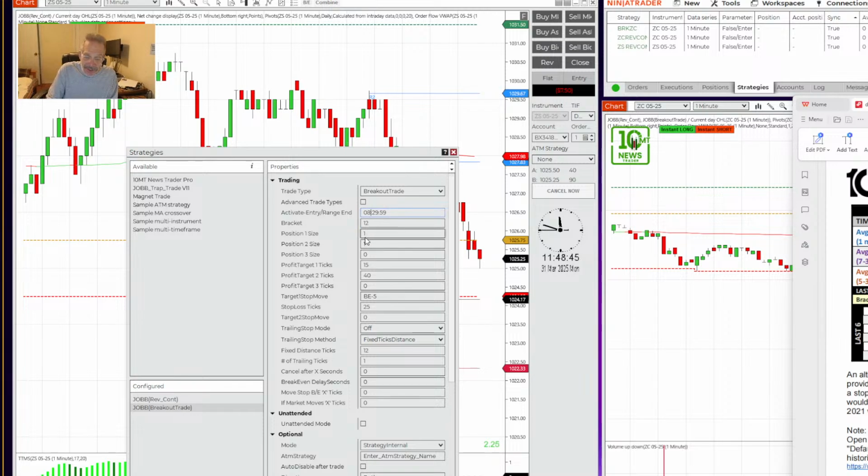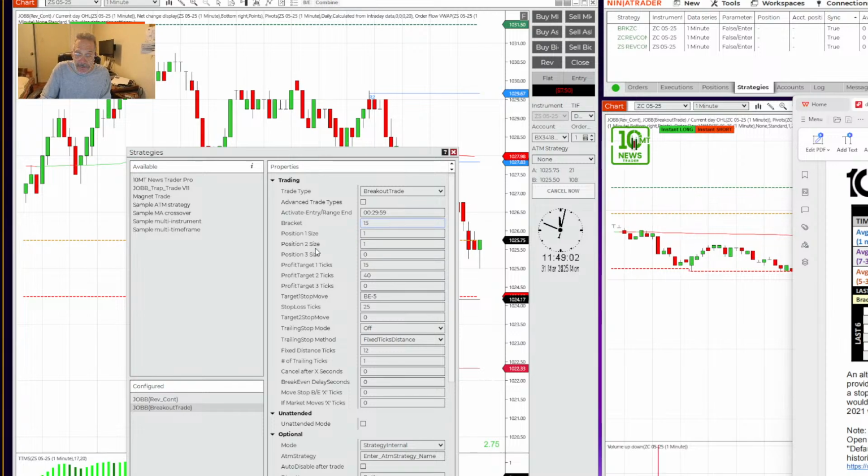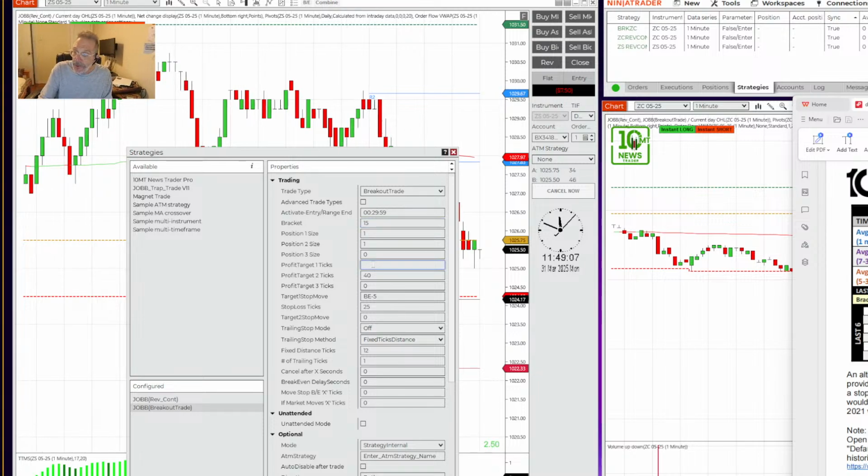Activate. Let's just set the activate to 0 so you could check your brackets. But the time to activate is 11:59:59. The bracket is 15. Position 1 is 1 contract. Position 2 is 1 contract. Target 1, anywhere between 8 and 15, really could be. That's fine. Target 2, anywhere between 22 and 35 is not unreasonable.